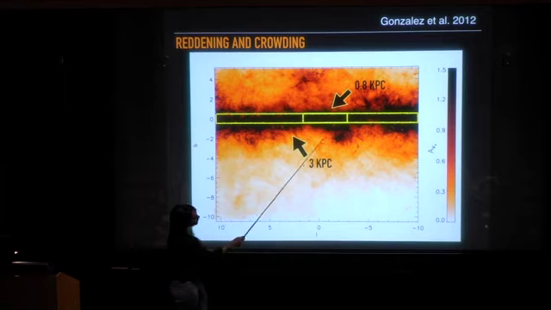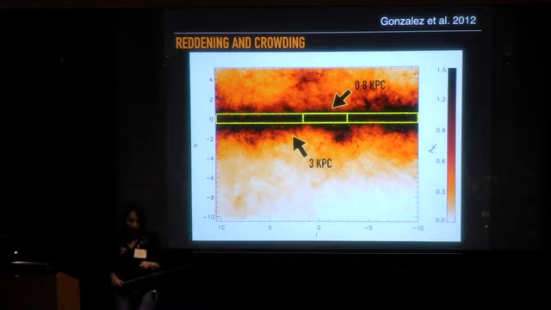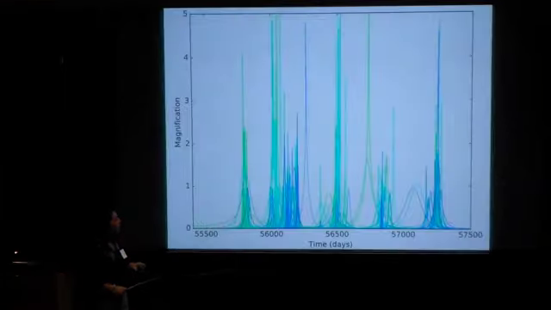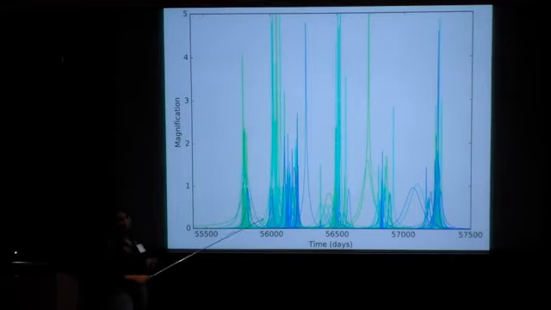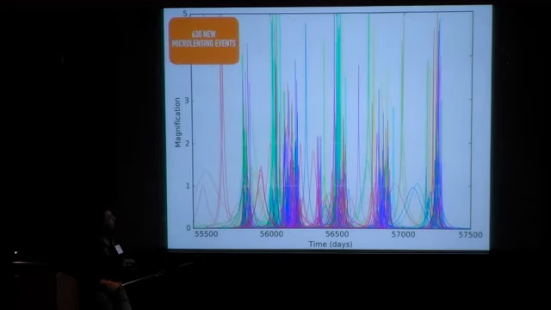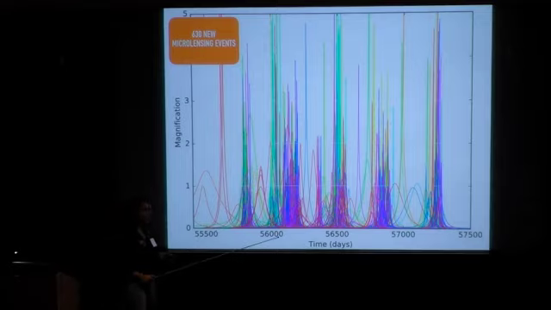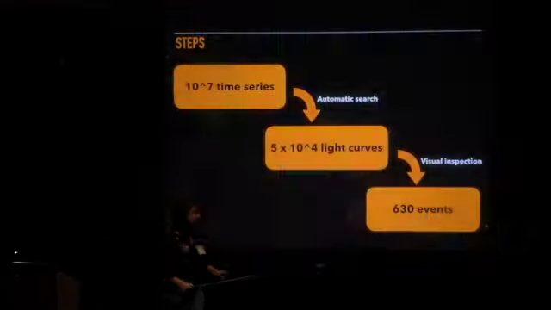Then I extended the area and did the same procedure. We passed from the first sample that we had, shown here as time and magnification, with all the light curves plotted together, to 630 events in the 5 years of the VVV survey.